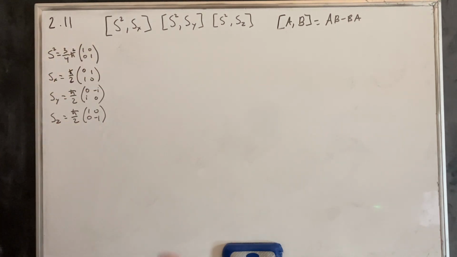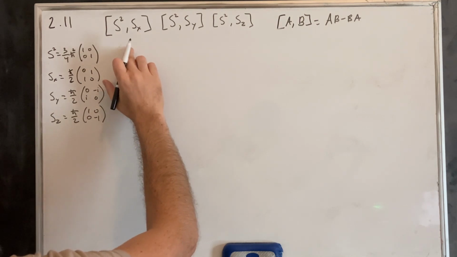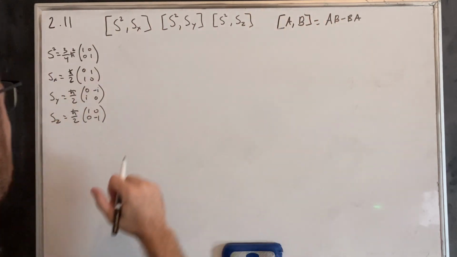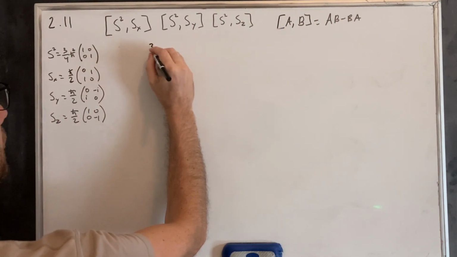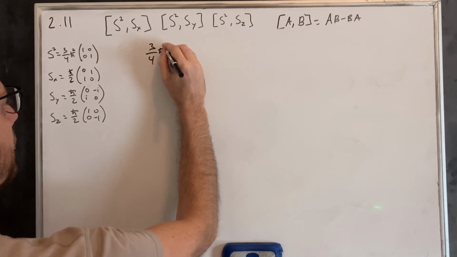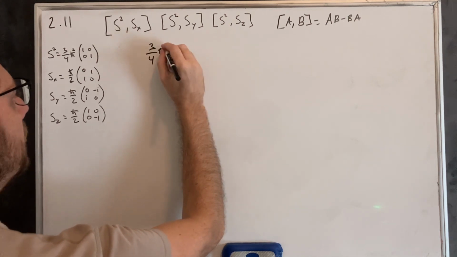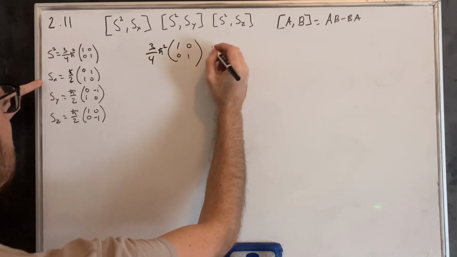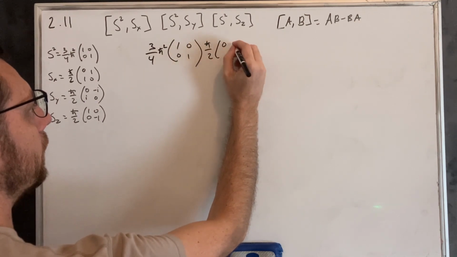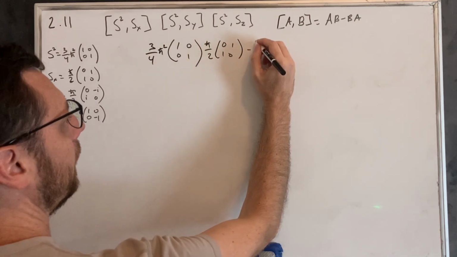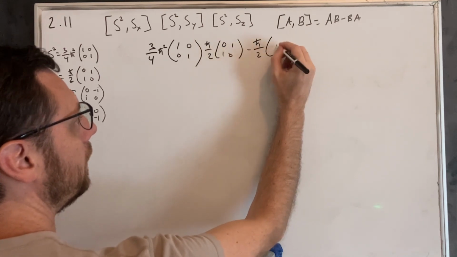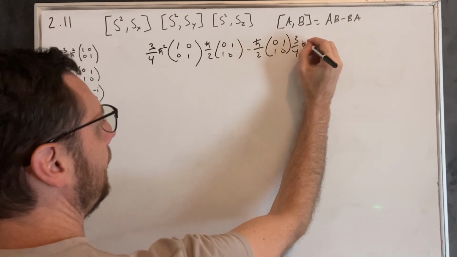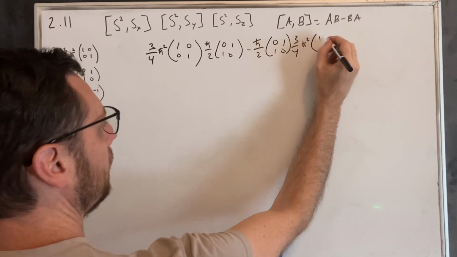So we'll go ahead and start with the first one. We'll have to do S squared Sx minus Sx S squared. We'll start with S squared, which is 3/4 h bar squared times the matrix 1, 0, 0, 1. And then Sx, which is h bar over 2 times 0, 1, 1, 0, minus the same thing backwards: h bar over 2 times 0, 1, 1, 0, and 3/4 h bar squared times 1, 0, 0, 1.